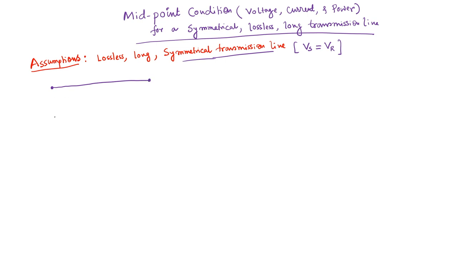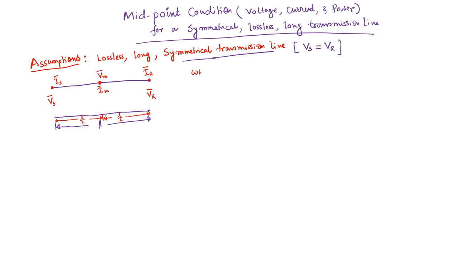Here we have distributed parameters, and let us consider the line length is L. The voltage at this point is the sending end voltage, the voltage here is the receiving end voltage, the current at this point is the sending end current, and the current at this point is the receiving end current. Suppose the midpoint is at a length L by 2 from the sending end as well as L by 2 from the receiving end. At this midpoint, let us consider the voltage is V m and the current is I m.